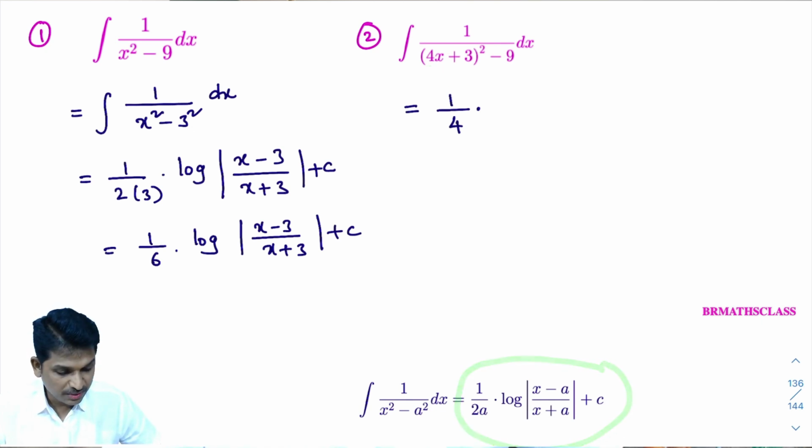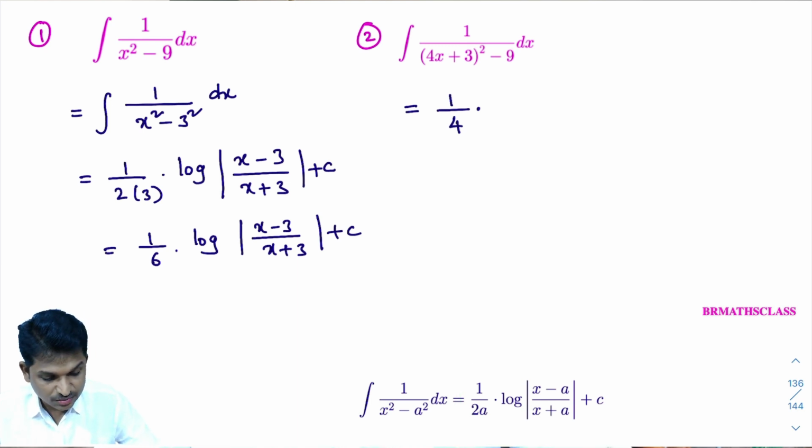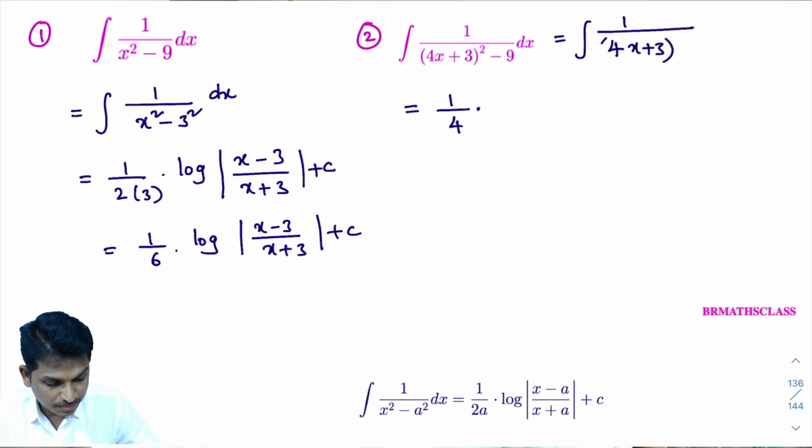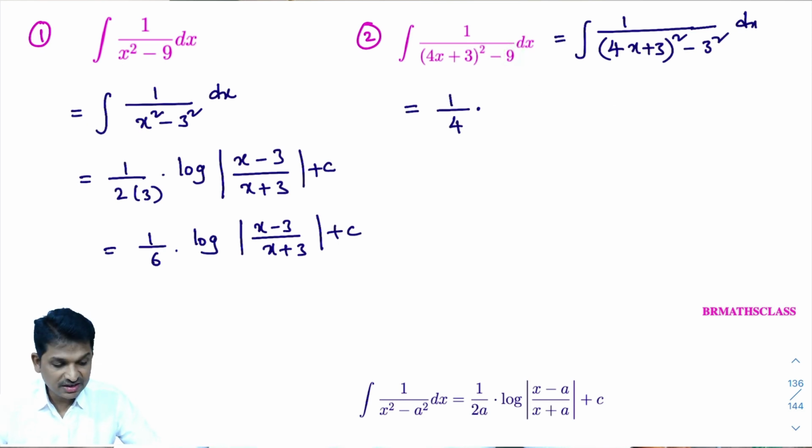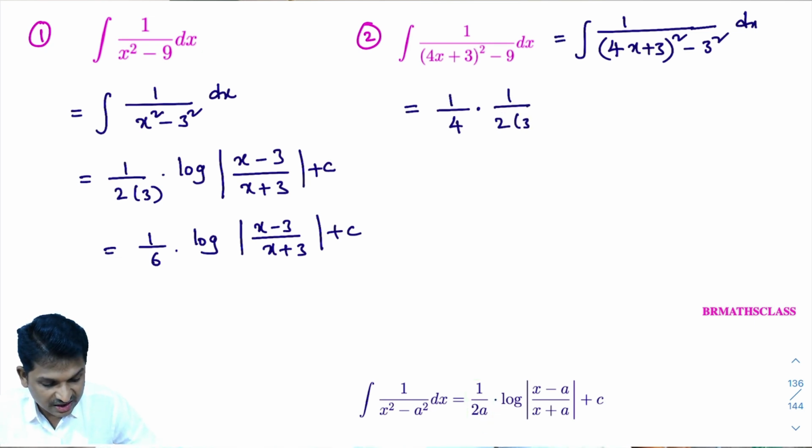What is there? 1 by 2a. Here, I'll write this one like this: integral of 1 divided by 4x plus 3 whole square minus 9, and this 9 can be written as 3 square dx. That's it. Here what is a? a is 3. Now start writing this formula: 1 by 2a, that is 1 divided by 2 into 3 into log mod.